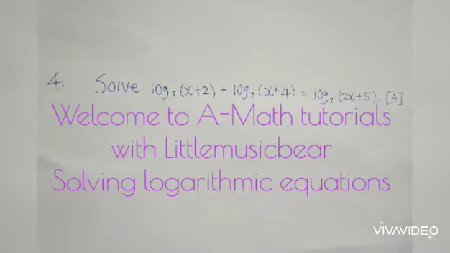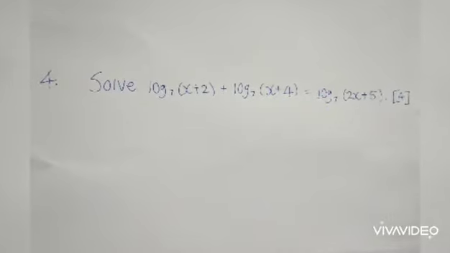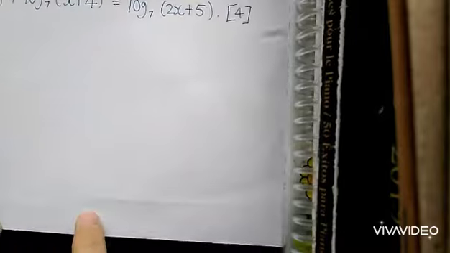Solve log 7 (x plus 2) plus log 7 (x plus 4) equals log 7 (2x plus 5). Okay, so question 4. This is a very common logarithm question that always appears in examinations, and it is worth 4 marks. For this, you can see that all the logarithms have the same base. In this case, it is base 7. So, we can use the law of logarithms to remove them.